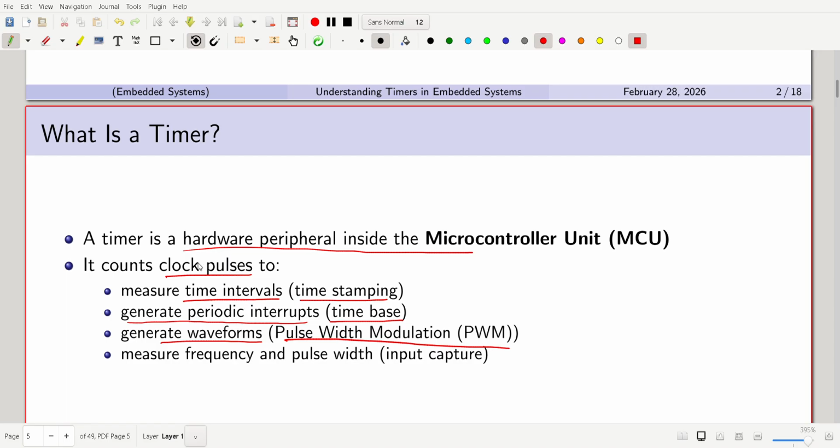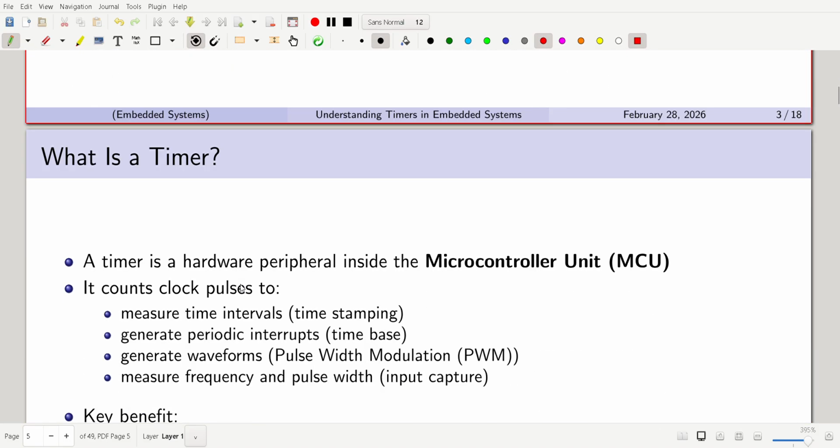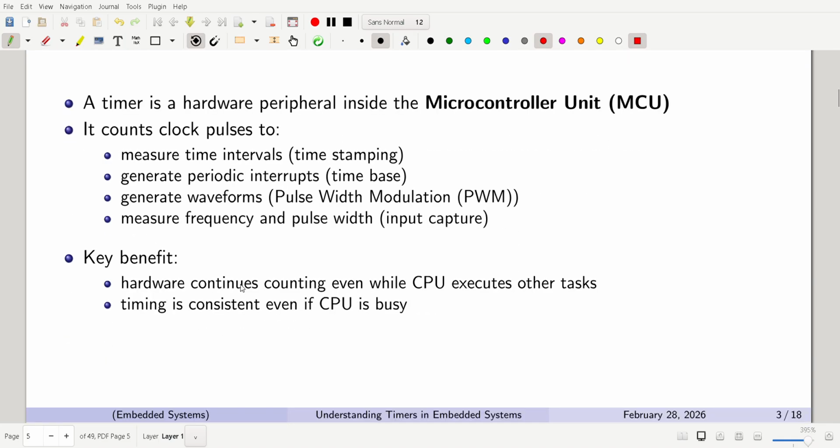So a timer basically counts the clock pulses. What is the advantage? The key point is hardware counting even while the CPU executes other tasks. Whenever the CPU is busy in another task, the hardware keeps on counting. So time is consistent even if the CPU is busy. That's important.